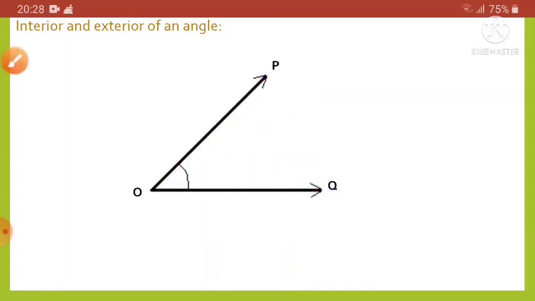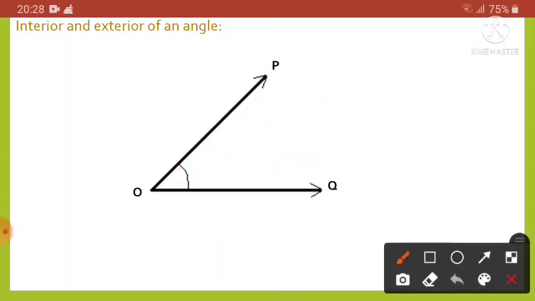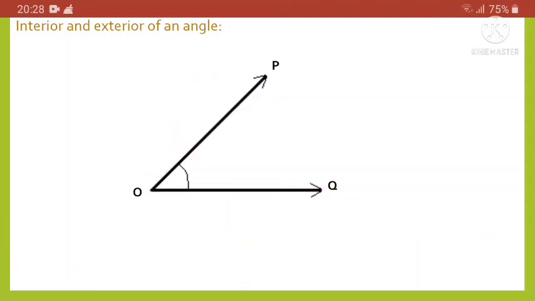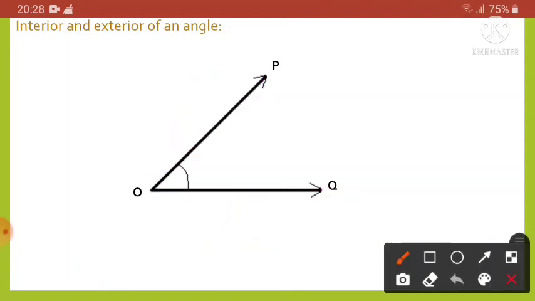Suppose if you take the points D, E, F that lie outside the angle POQ, they are in the exterior of angle POQ. And if we take the points G and H on the angle, the points lie on the angle POQ.